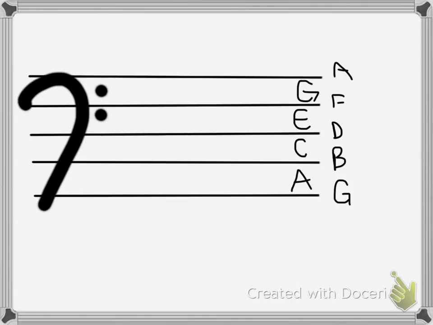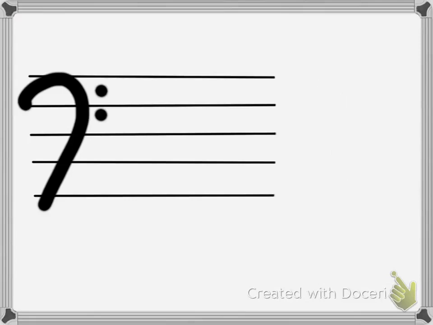D. Alright, I'm going to put a few more up here, and I'm not going to walk you through it, but I want you to say what the note is. How about this one? E. Good. This one. B. How about this up top? G. And let's do one more. What's this note? C.